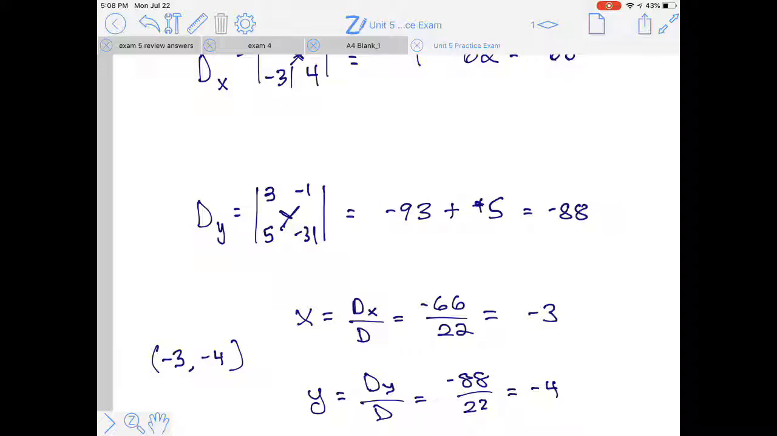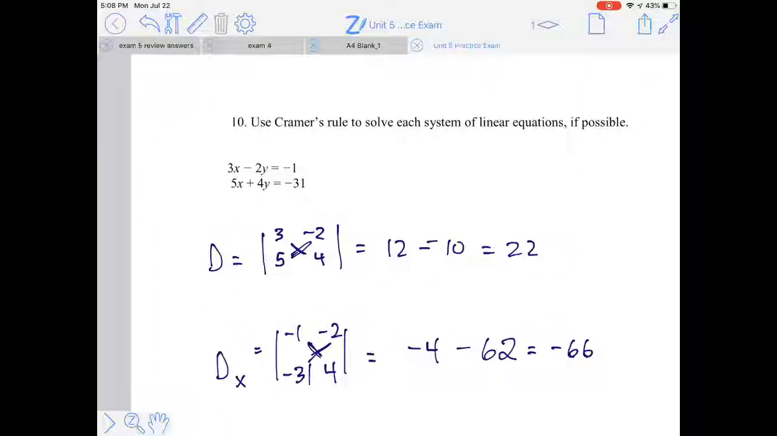The best piece of advice I can give you guys on this exam is check your answers. So if we check -3, -4: 3 times -3 is -9, -2 times -4 is +8, and that equals -1. And then 5 times -3 is -15, 4 times -4 is -16, which gives -31. Nice, that equals that one, -31. That's awesome. Cool. So then we'll come back.